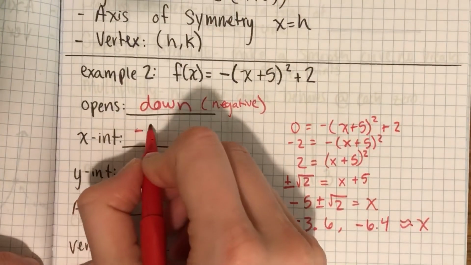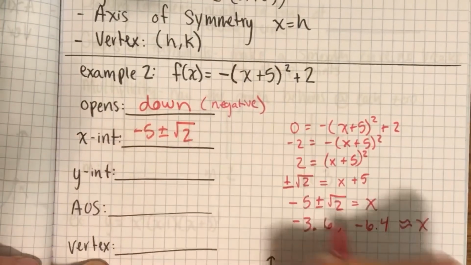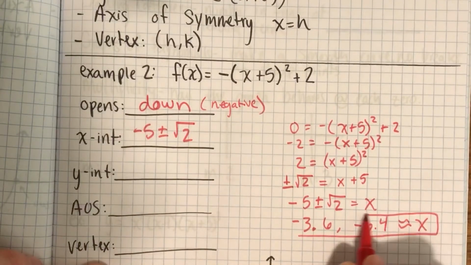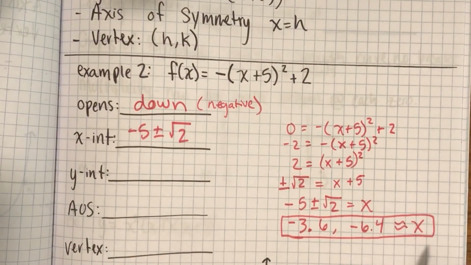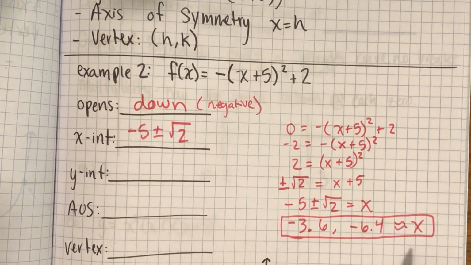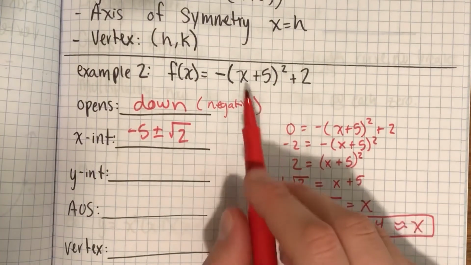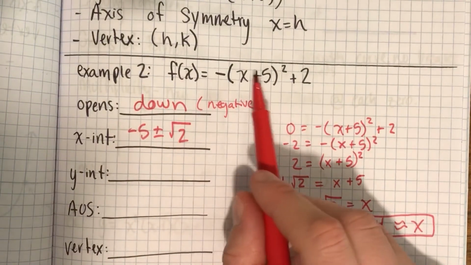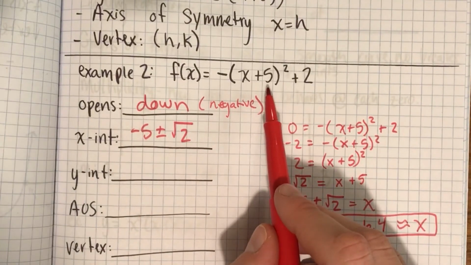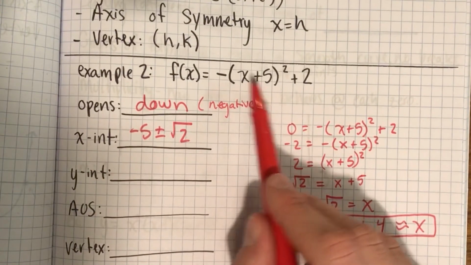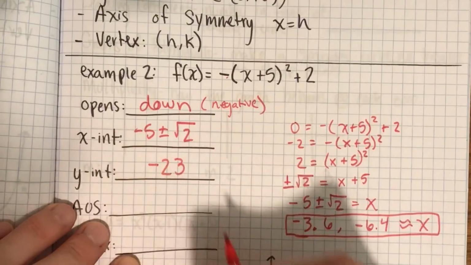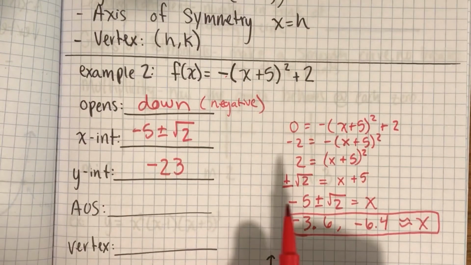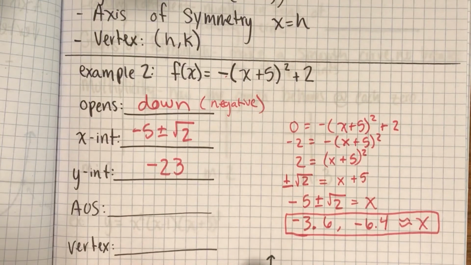So on our x-intercepts, I'm just going to go ahead and write our exact, but it also means these points. So when we're graphing it, we'll be able to know what that actually means. All right, again, finding our y-intercept, we'd plug in 0 for x. So we'd have 0 plus 5, which would be 5. We square that, 25, make it a negative, and then add 2. So our y-intercept is negative 23. You can also just find this on your calculator on the table.